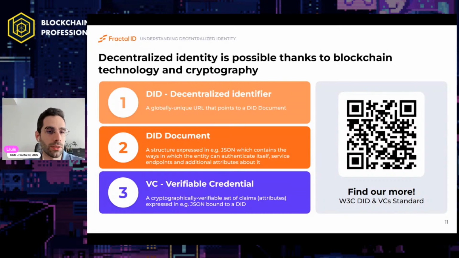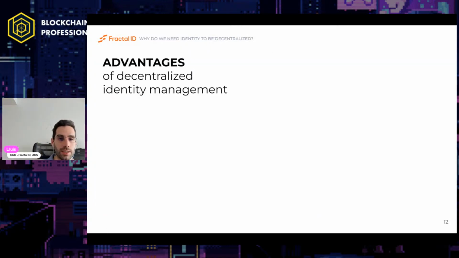A couple of keywords that maybe you have heard about: DID, decentralized identifiers, DID document, verifiable credentials. I'm not going to go into detail about this, and if you want more details, you can check the W3C website at this QR code. But basically, a decentralized identifier is nothing other than a globally unique URL that points to a DID document. A DID document represents the ways in which a unique human being, or a unique person, or it doesn't need to be a person, but in most cases it is, can be identified, how they can be authenticated, and what additional attributes there are about them. And on top of that, you have verifiable credentials, which are these attributes that are linked to a DID document. So with this setup on the internet is how we can have decentralized identity.